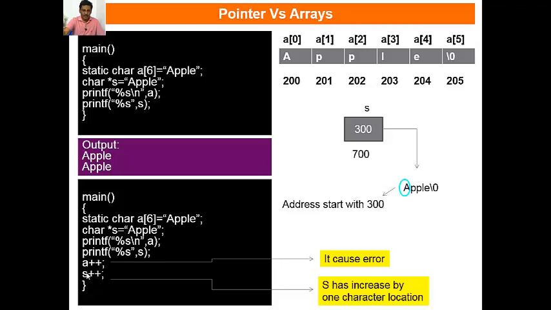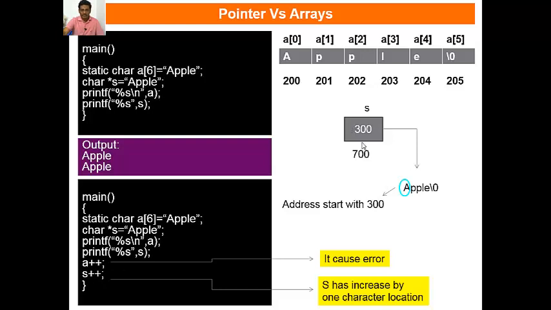Here we put a plus plus, s plus plus. It causes an error, because we cannot change the base address of that array. What is the meaning of a plus plus? a equal to a plus 1. What is a? The base address of that array, for example 200. 200 plus 1 is 201, and that 201 would be assigned to a, so the starting address would change to 201. But each and every byte has a unique address, and 201 is already occupied by p. So we cannot change the base address of that array, and it causes an error. But s plus plus is possible because it is a pointer variable.